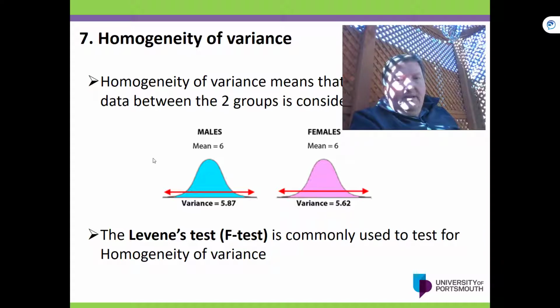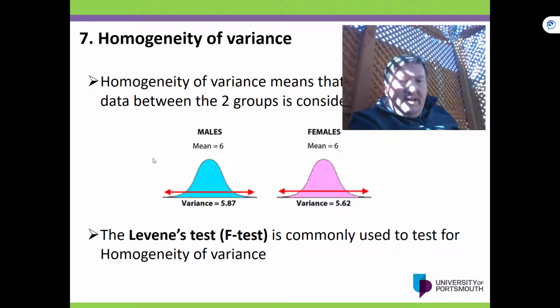So you might have some data like this. We're comparing, say, males and females with some property, and both data might have a mean of 6, but you can see there's a variance on both. So the variance might be 5.87 for males, and the variance in some property might be 5.62 for females. And then you might think, well, okay, that variance looks similar. Is it statistically similar, or is there some difference? And there's a test for doing that as well.